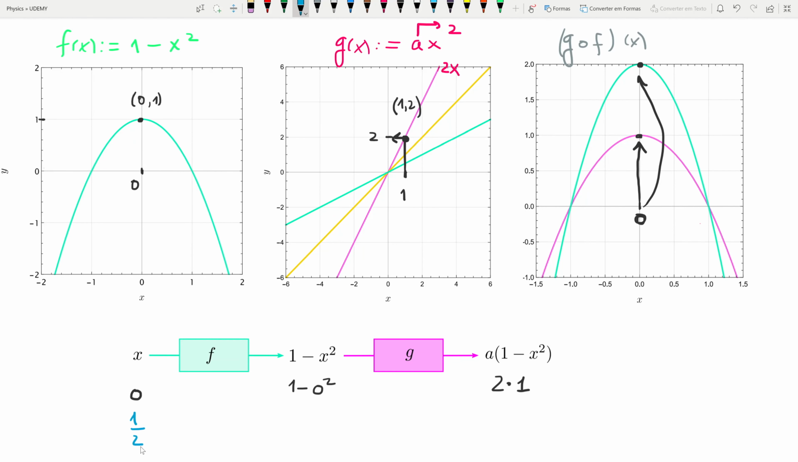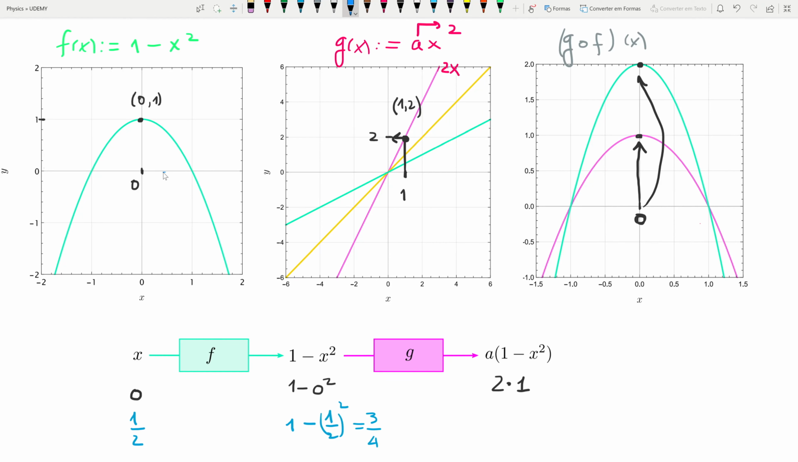Let's now repeat the same line of reasoning, but for a distinct x. Consider then the value 1/2. 1/2 is mapped into 1 minus 1/2 squared, which is 3/4. Graphically, the mapping of 1/2 by f is given as follows. So 1/2 is here on the horizontal axis, and 3/4, which is 0.75, is here.